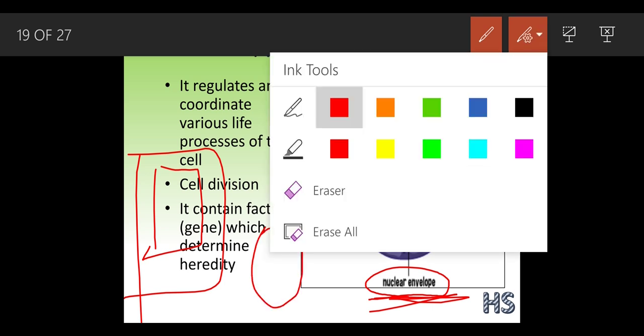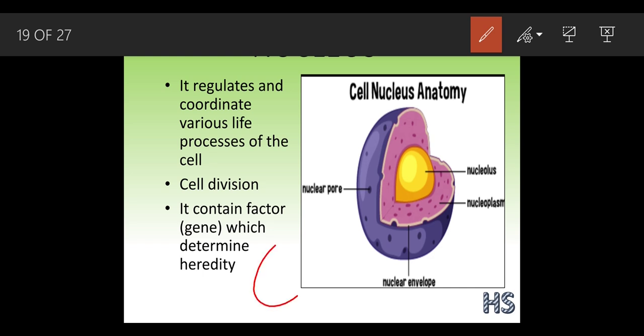Suppose this is a nucleus. This structure is called the nuclear envelope, which is the outermost structure. Inside the nucleus there is one more nucleus. It is called the nucleolus.